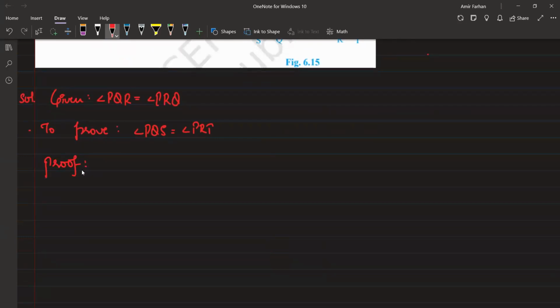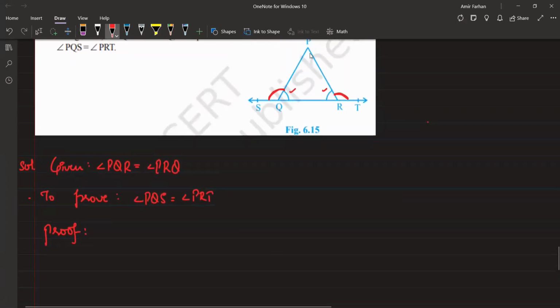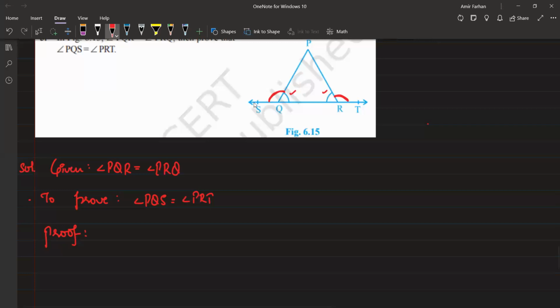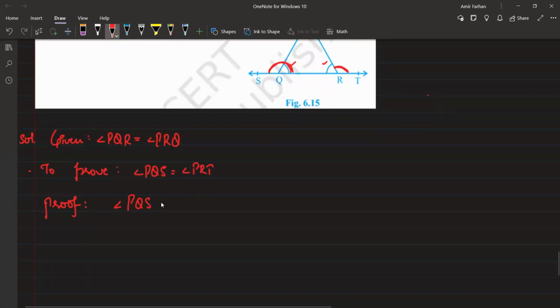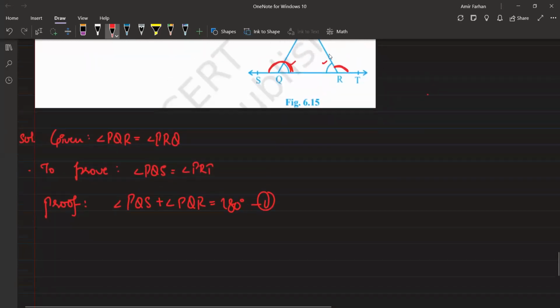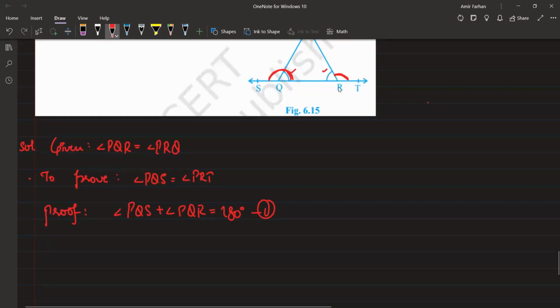Clear, everybody? So now proof is that, suppose this is the line PQ and this is the whole angle 180. Yes or no? It's dividing the angle 180. So angle PQS plus angle PQR is equal to 180 degree. This is equation 1. Similarly, this is also 180 degree angle. PRT plus PRQ is equal to 180. Yes or no, everybody? Is that clear to you? Yes.